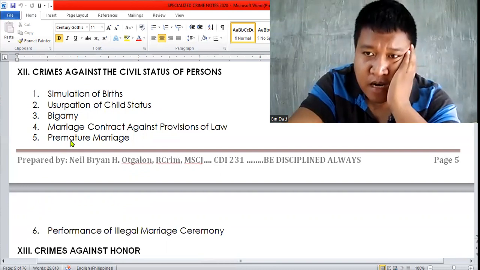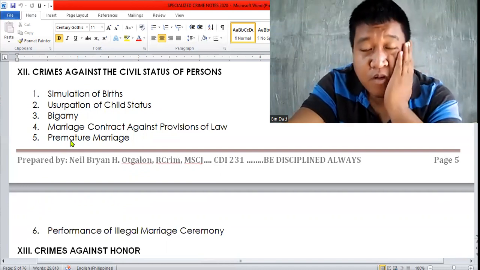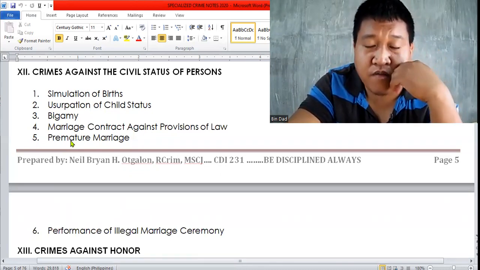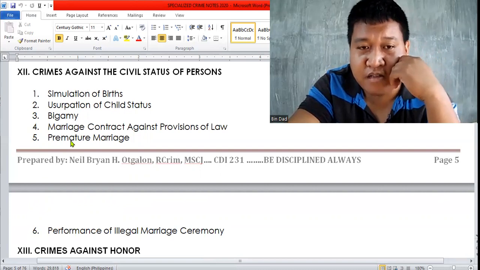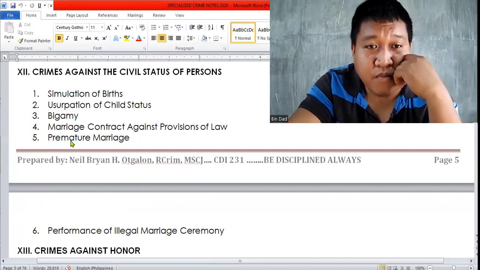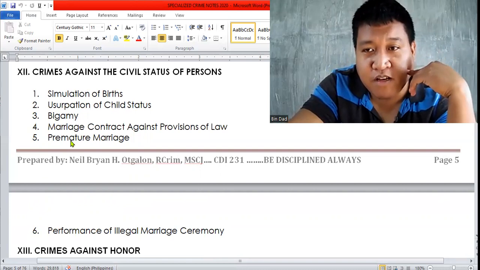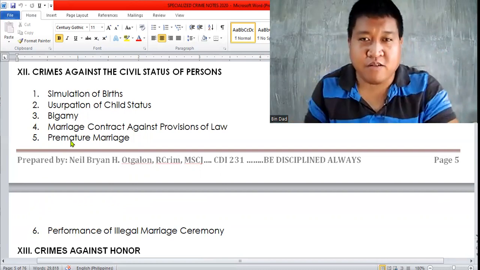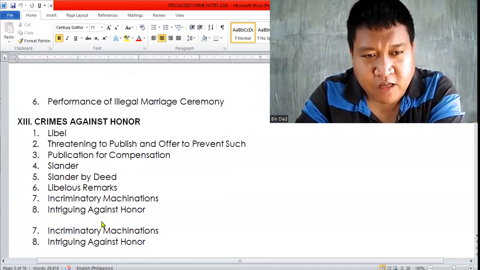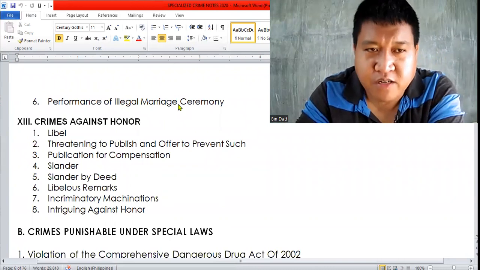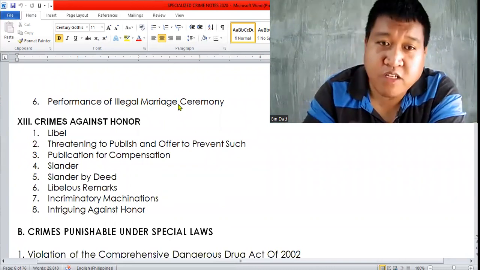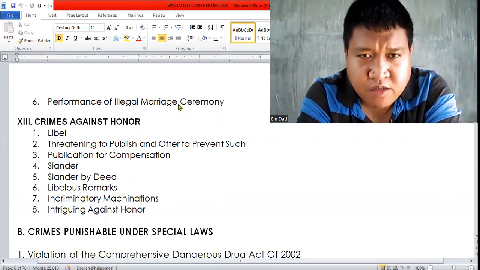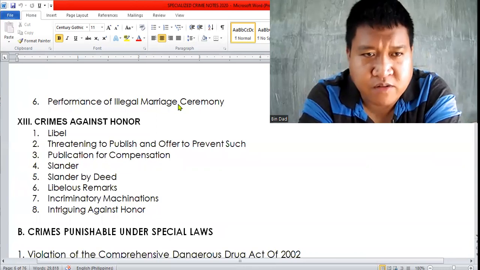It has been decriminalized. Kasi nga, many women were crying because they were saying that this law of the RPC is violating their right to equality and fairness. No? Bakit mo daw hihintayin ng 301 days? No, that is a violation of their rights. That is why Congress decriminalized it. Do not forget that. Illegal marriage ceremony. No, kasi ang authorized lang to conduct marriage ceremony ay na-specify sa batas. Pastor, minister, priest, mayor, duly elected, and so forth and so on.